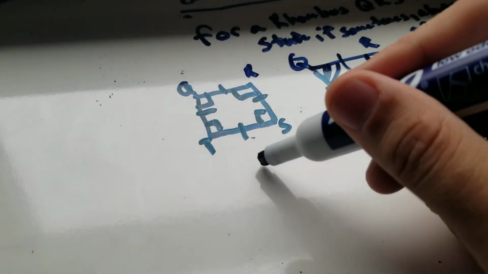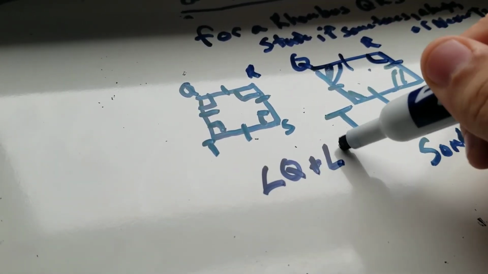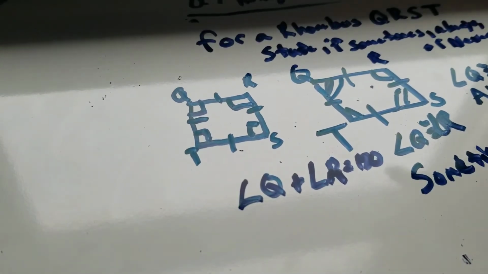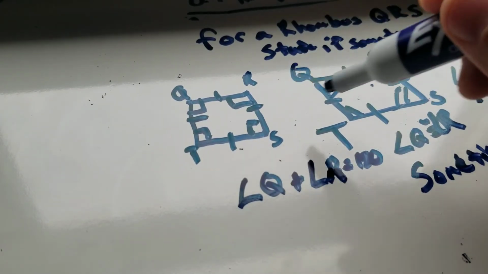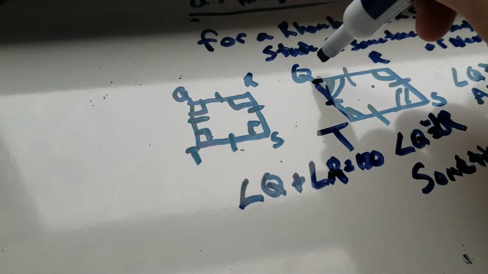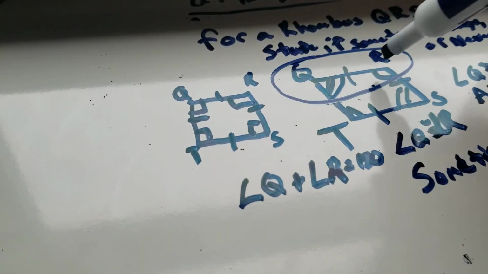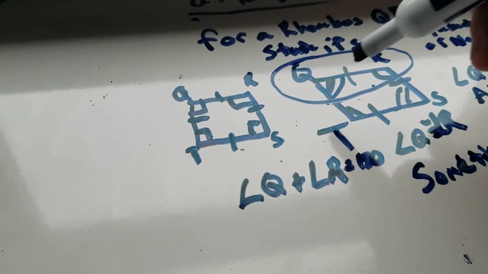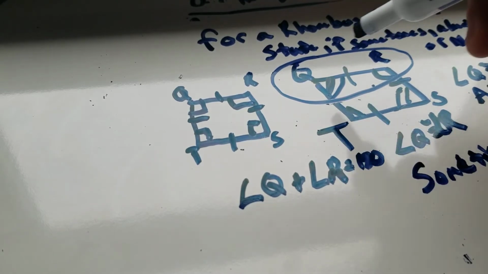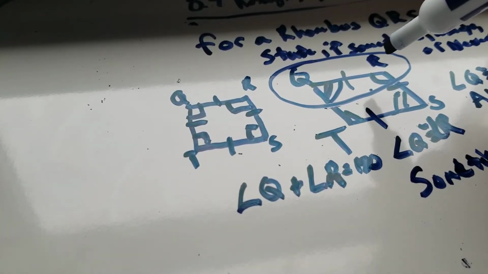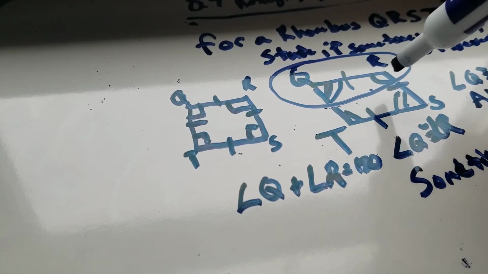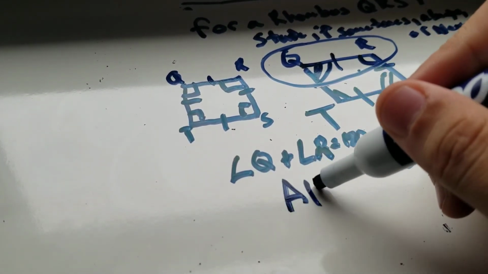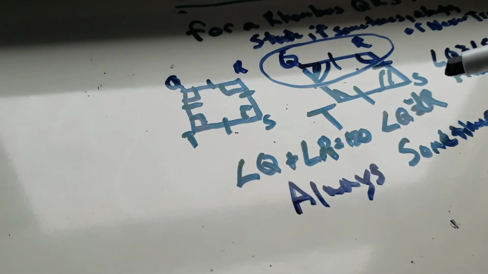Let's do one more question. Does Q plus R equal 180? Well, as I said before, rhombuses and squares and rectangles are parallelograms. So the angles on the same side are, what is that word that adds up to 180? Supplementary. So Q plus R adds up to 180. Q plus R always adds up to 180 because rhombuses are always parallelograms. So this one is always. All right.